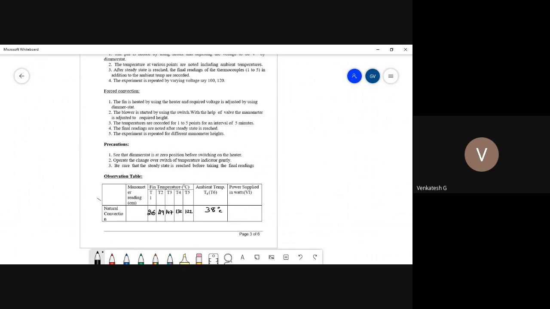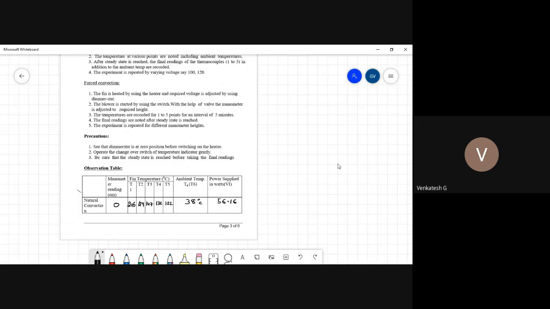The power supplied here is 56.16 watts. The manometer reading will be 0, as we are not using any external device, so we are not having a manometer reading. These are the readings we get from the experiment.